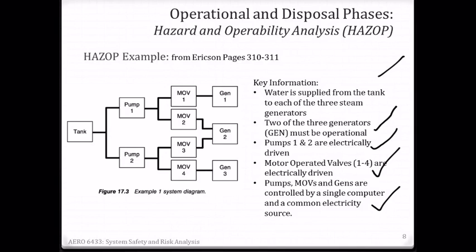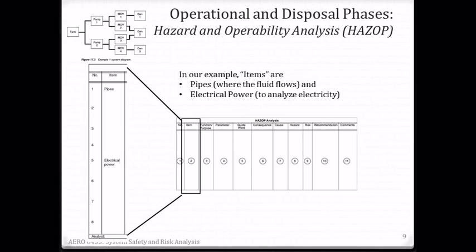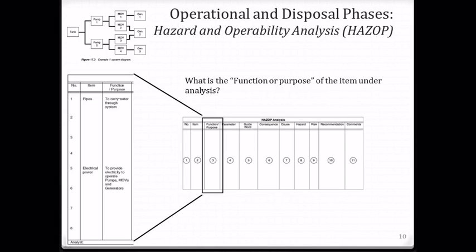So let's perform a HAZOP. Let's use this information to develop a HAZOP, and for time purposes we will not complete an entire HAZOP on this system, but we'll do enough to illustrate the principle for you. The items that we will analyze are pipes and electrical power. These go into the item column. Next, identify the purpose of the item under analysis. This is a description of the operational intent of the item. And that's pretty straightforward so far. Pipes are to carry the fluid, and electrical power is to provide electricity, right? To the specific things that we're providing electricity to.